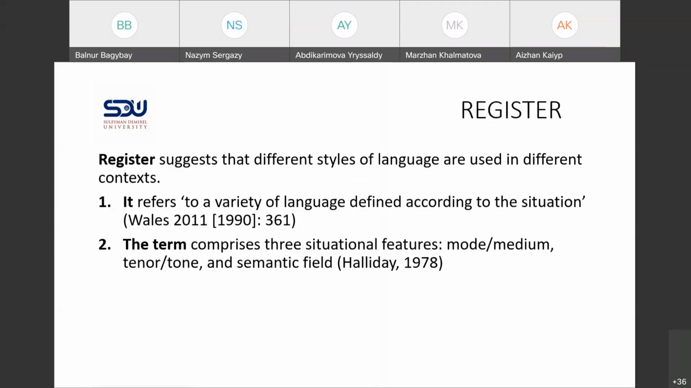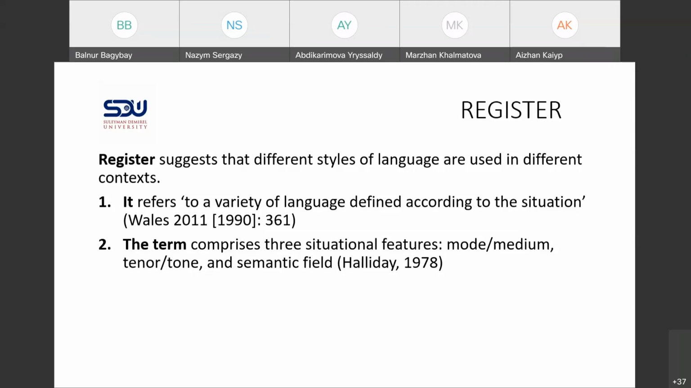So you may ask what register is. If we talk about it directly, register is the equivalent to style that we know. So we have different registers and different styles. Actually, register suggests that different styles of language are used in different contexts. So Wales said that register refers to a variety of language defined according to the situation. So as you may see, register is some kind of variety of linguistic or language units that are used according to the situation, according to the context, according to the environment, etc. And what about Halliday?